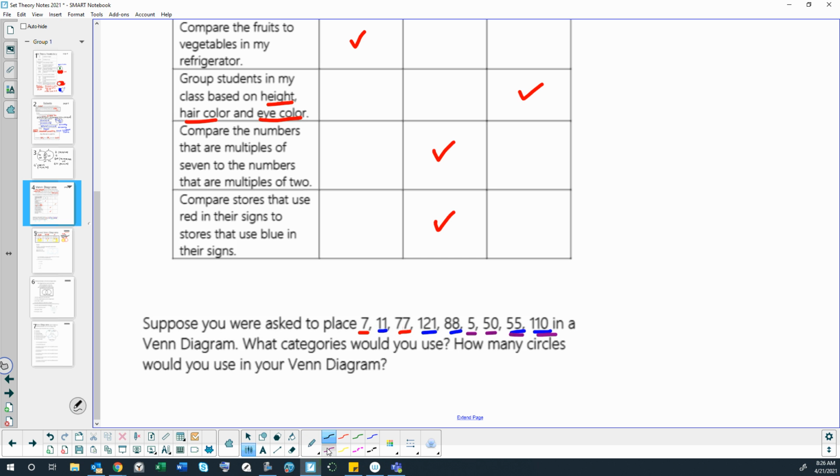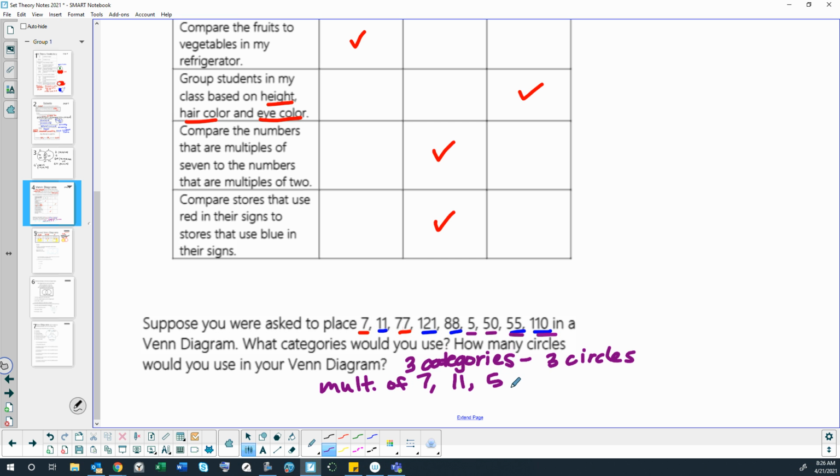So I could do 3 different categories, right? And so that means there would be 3 circles. And I could divide them into categories of multiples of 7, multiples of 11, and multiples of 5.